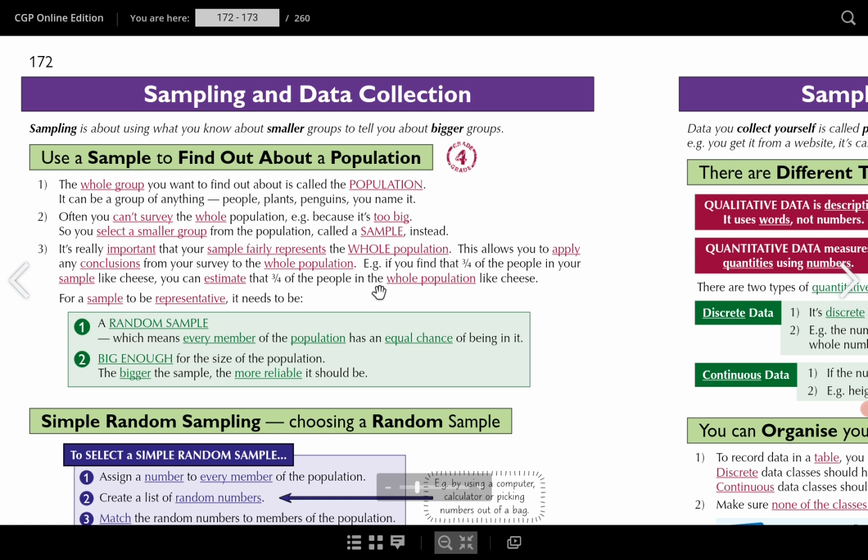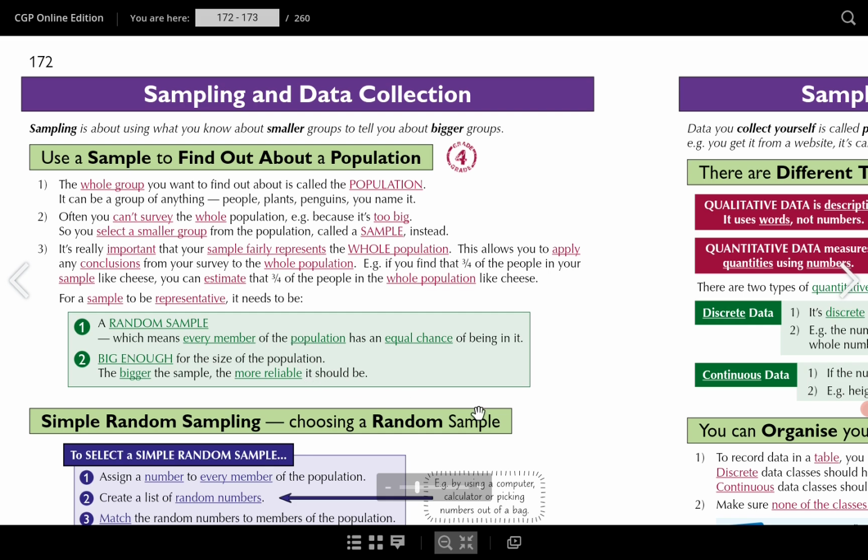Now when doing your sampling, you must make sure that you are looking at a random sample, which means that every member of the population should have an equal chance of being in it. You have to pick your sample randomly. This avoids bias. And the sample has to be big enough.